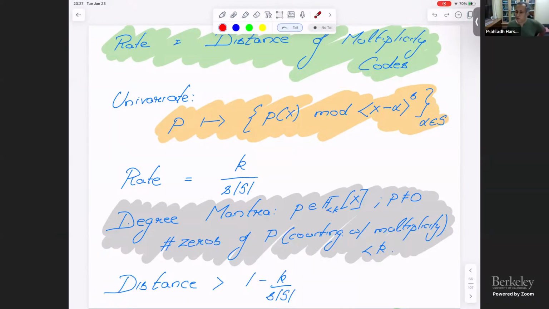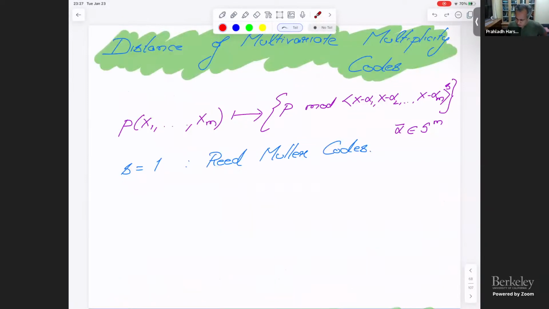So once you take the stronger version, this will immediately give you the distance of the univariate multiplicity code. It gives you that the distance is 1 minus k over s times the size of S, and hence this is also an MDS code. In fact, all univariate ideal theoretic codes are MDS, and so is the univariate multiplicity code. So this should be clear.